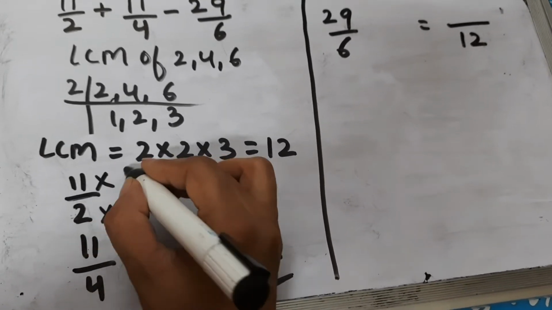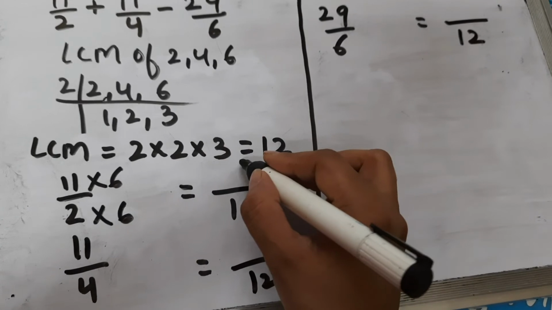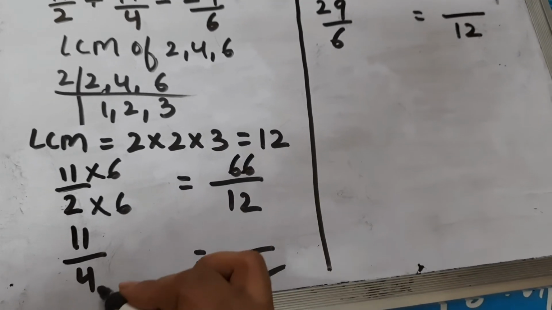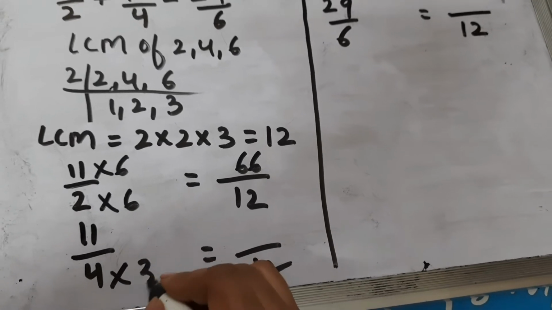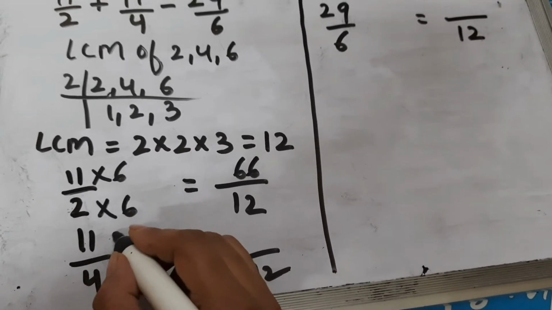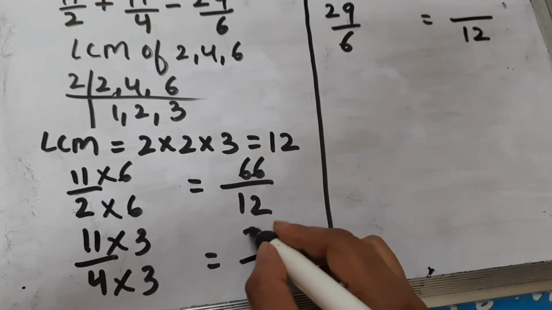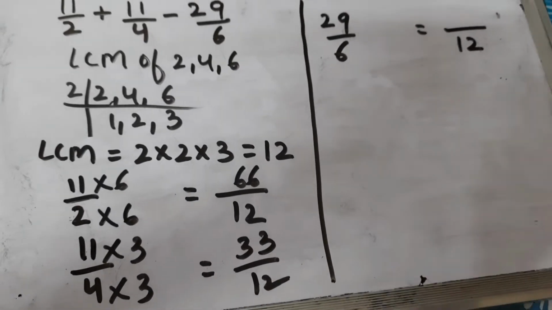So multiply the numerator also by 6. So this will be 66/12. By which number I should multiply 4 to get 12? If I multiply 4 by 3, I will get 12. So multiply the numerator also by 3. So this will be 33/12.